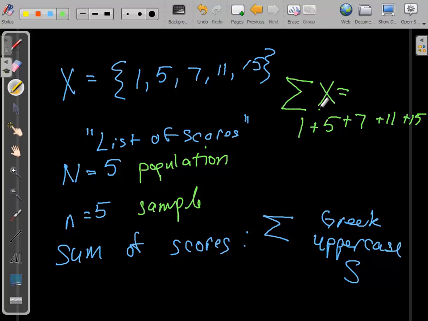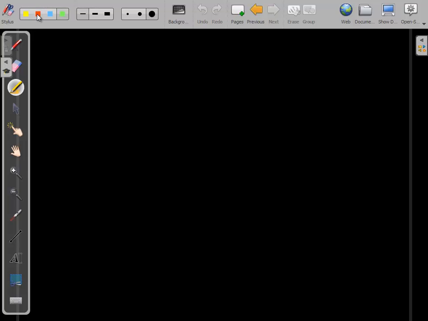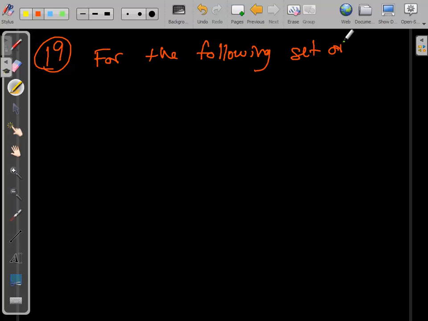Alright, so I think we should take a look at an example coming from, well, now I don't remember the page. End of chapter exercises. Let's take a look at exercise 19. Okay, so 19. Alright, so it says for the following set of scores, find the value of the expression.